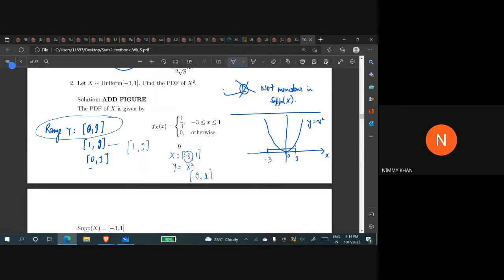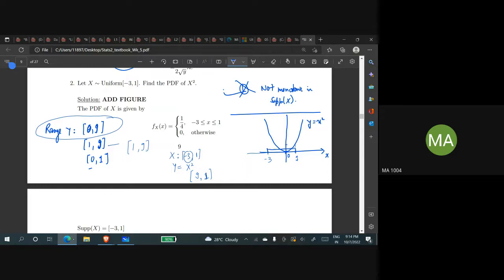We need to compare the range of x as well as the range we get for y. If it is 1 to 9, we are not getting the 0 to 1 part. Yeah, if you are just taking 1 to 9 you are not getting this 0 to 1 part. So the range of y will be 0 to 9.